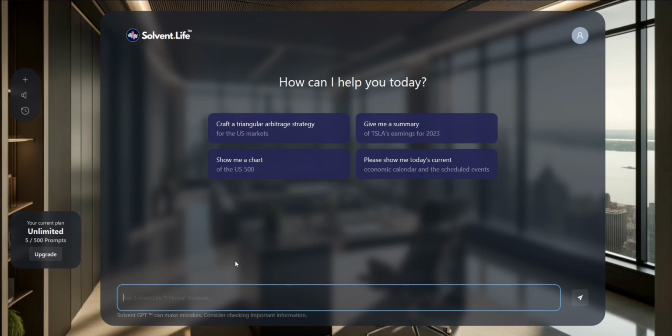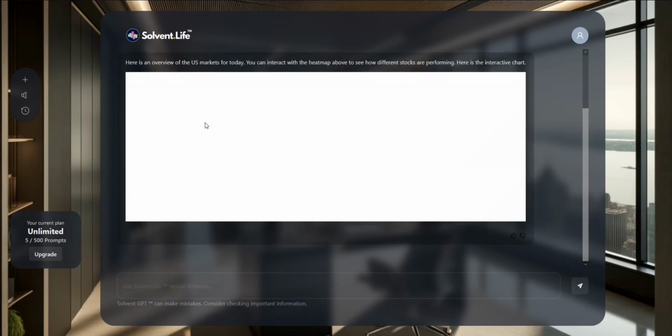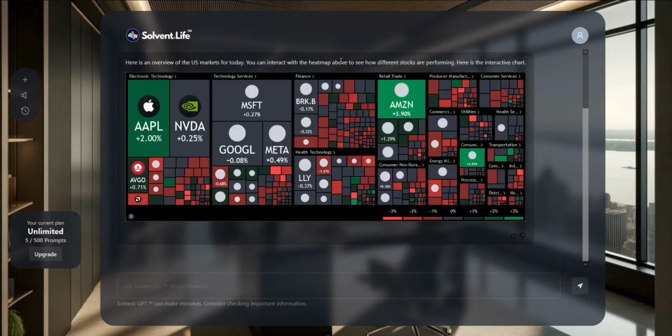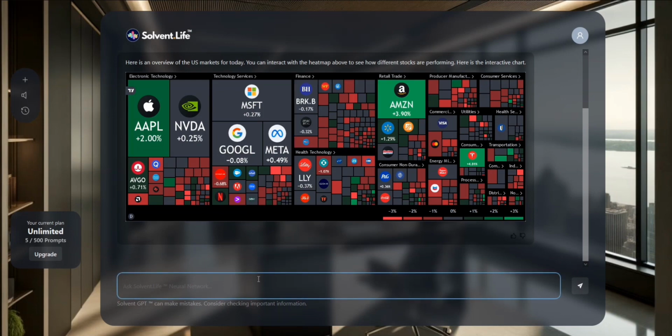So give me an overview of the US markets. We're just going to let that tick over and do some analysis here, and it'll pull up the US markets, or at least an overview of it. It's an interactable heat map, as you can see, and everything is interactable right there. Since we're trading on the indexes right now, we're going to look at the US 500. Give me the US 500 charts.